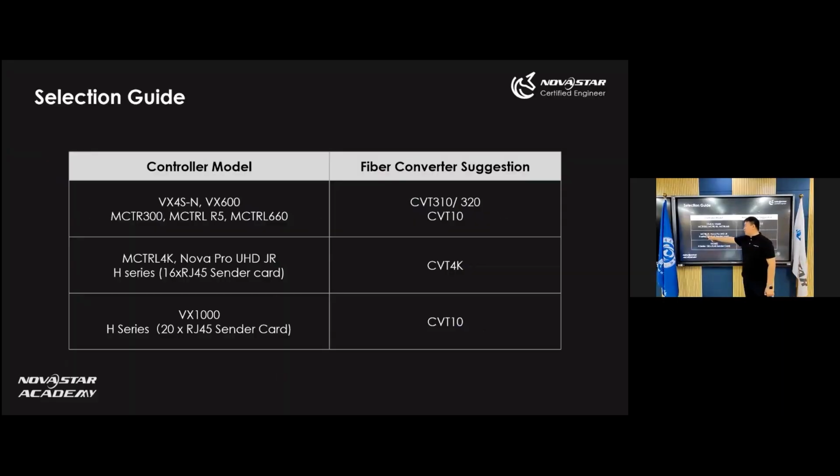And if we use MCTRL4K, Nova Pro UHD Junior, and also on Wednesday we'll talk about the H series, we can also work together with the CVT4K. If we use the VX1000 and H series with 20 RD5 sending card, we can use the CVT10. This is a recommendation. So when you have a project, if you use 4K, okay, CVT4K. If we have a project using the H series or VX1000, CVT10 is recommended. So just remember this.